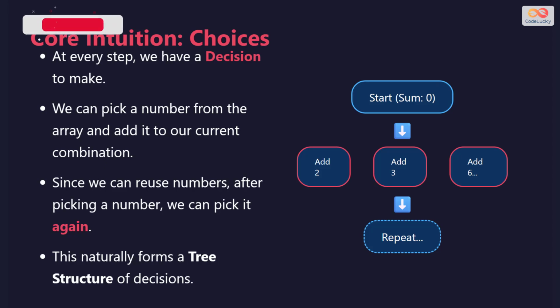How do we solve this? Think about it as a series of decisions. At any point, you have a set of choices from your candidate list. You can pick a number, add it to your current sum, and then make another decision. Since we can reuse numbers, even after picking a 2, we can pick a 2 again. This repetitive decision-making process naturally forms a tree structure.